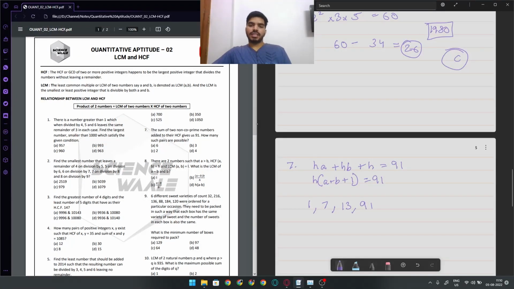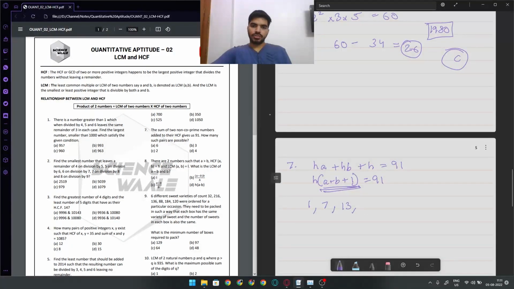But 91 is not possible because 91 into 1 can only give 91, and this bracket won't be 1 because A, B, and 1 are all natural numbers. It can't even be a whole number. So 91 can't be possible. Only three options are there.